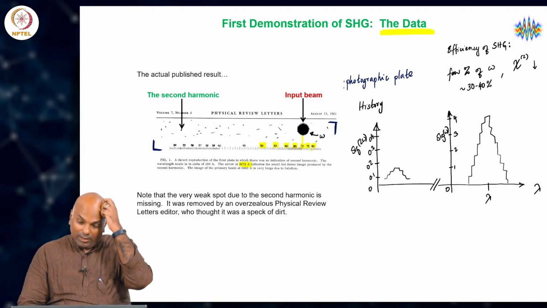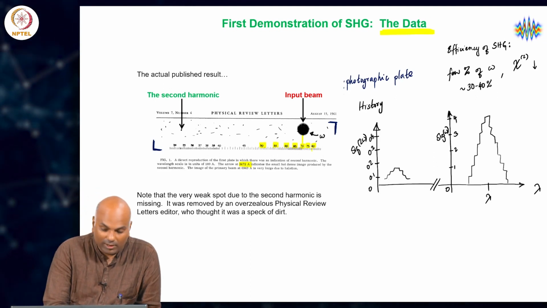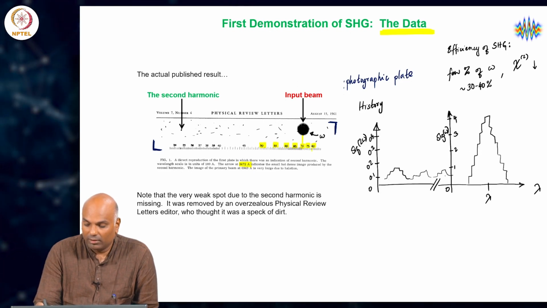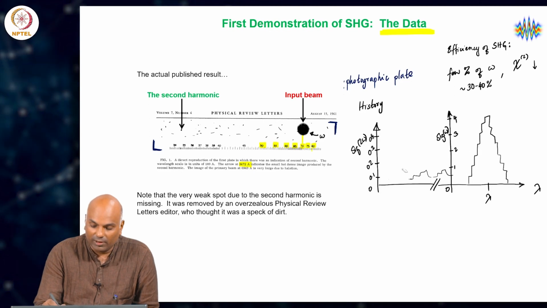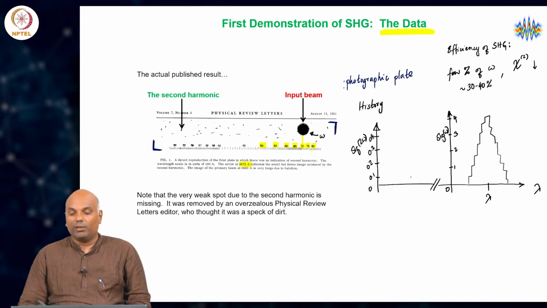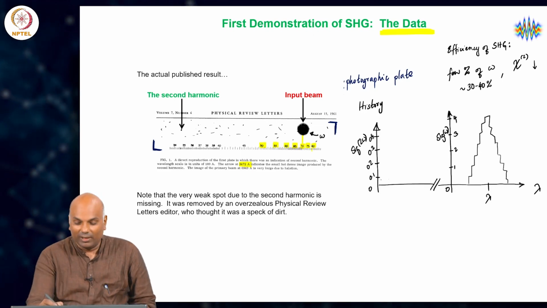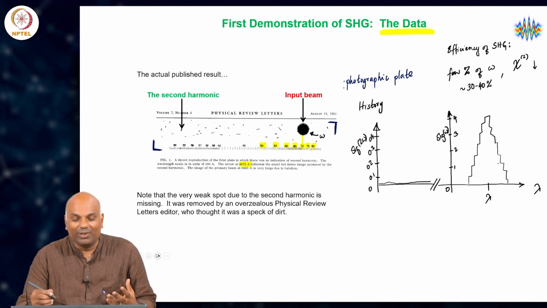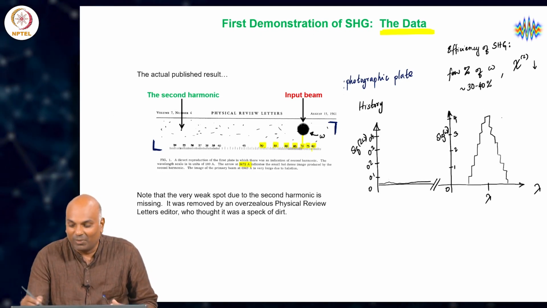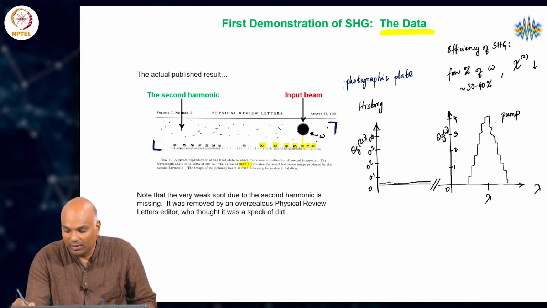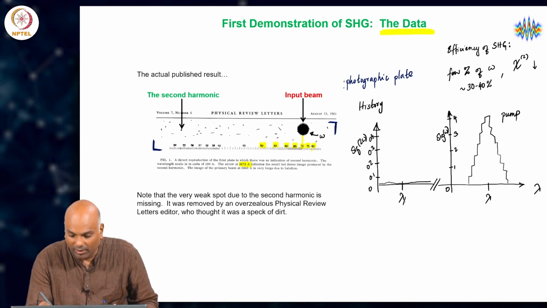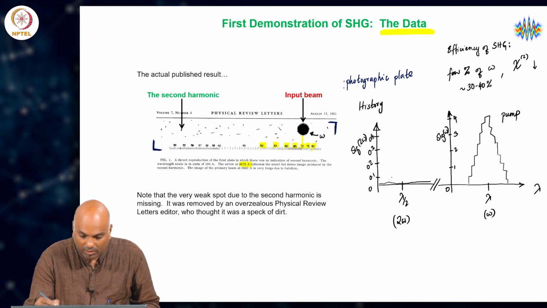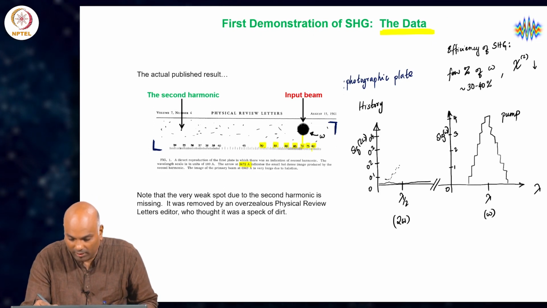Okay, so historically, what the editor did was, he said, oh, okay, there is some noise in the signal throughout this plate. So, he wiped out, maybe she, the editor wiped out everything and cleaned this out, yeah, so that everything looks clean, and finally you saw only what we would call the pump. This is the lambda, the pump. Of course, this is on the same scale, lambda over 2, this is 2 omega, this is omega. So, here there should have been a signal.